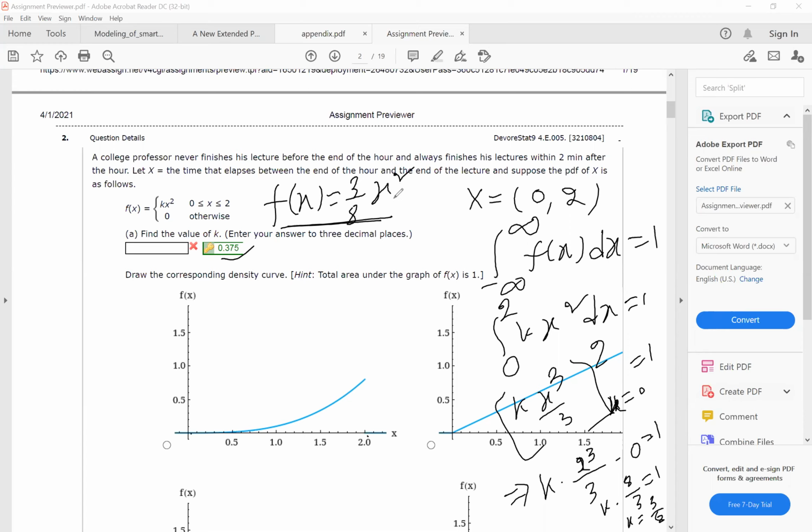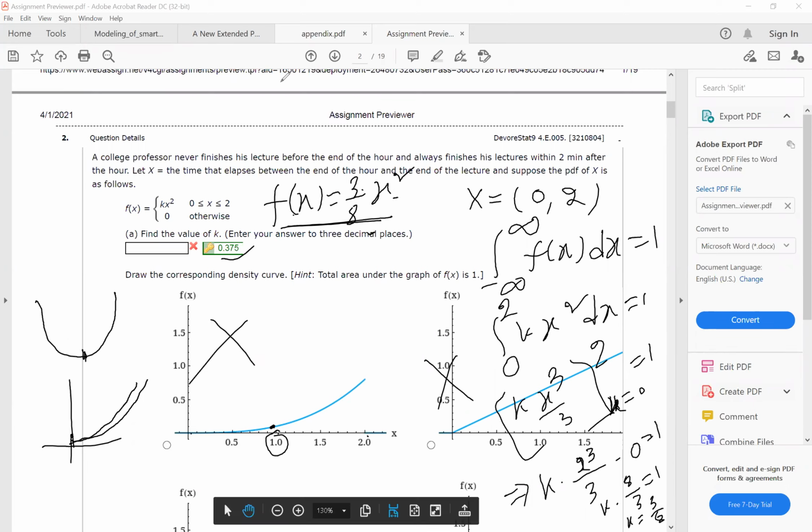Now this is x squared, so the shape of the function will be like this. But we have x from 0 to 2, so the shape of the function will be like this. This one is not the correct function because it is just a straight line. The shape of the function should be a parabola. How about this one? We can check the value of f(x) at different values of x. At 0, it will be 0, that's fine. But when x equals 1, it should be 3 over 8, which is 0.375, and this graph is not that. So this is also not correct.